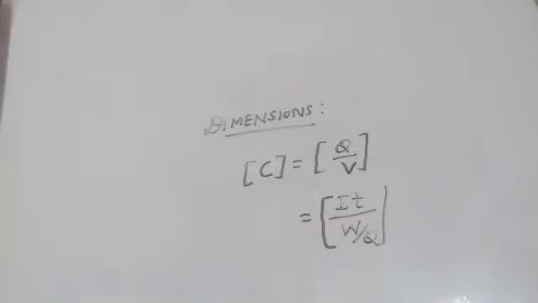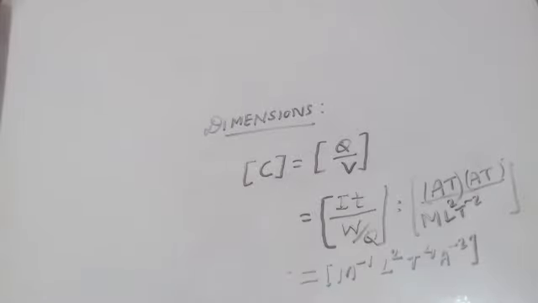I has the symbol A, T for capital T. W, work, has the same dimensions as energy. And already we have found that Q is equal to I T. So finally the dimensions of C we are getting are M to the power minus 1, L to the power 2, T to the power 4, A to the power minus 2.